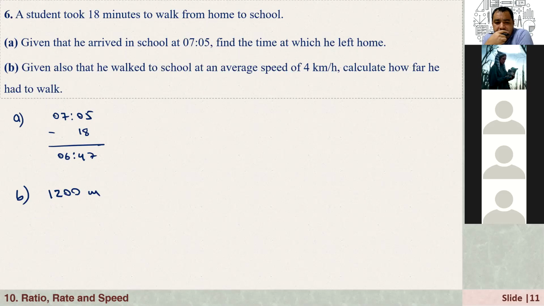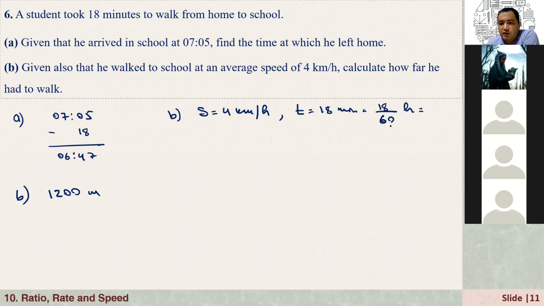Selin, how about you? Did you get the same answer? I got the same answer for A, but I didn't do B. I kind of did the whole answer, but didn't finish. In B, speed is given, right? The speed is 4 kilometers per hour. And also time is given. It is 18 minutes. So we have to change this into hours. That is 18 over 60 hours, or if you simplify by 6, it is 3 over 10 hours, right?